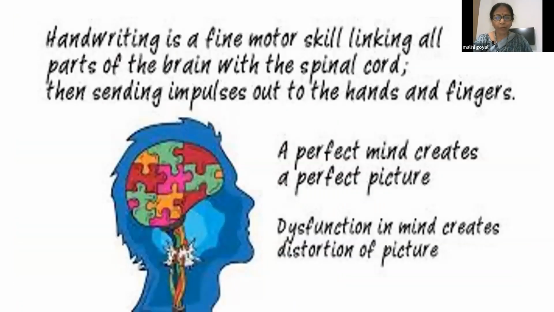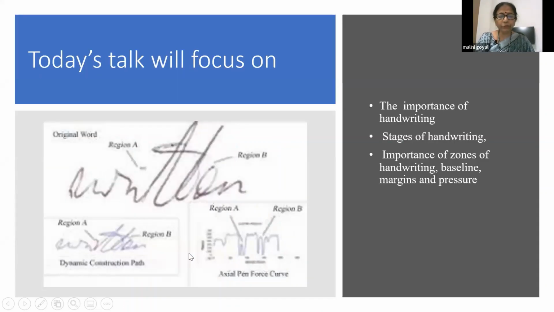Now, what happens in graphology? Handwriting is a fine motor skill linking all parts of the brain with the spinal cord, then sending impulses out to the hands and fingers. A perfect mind creates a perfect picture, and dysfunction in mind creates distortion of the picture. So what is important is to focus on our mind and have a very positive mind.